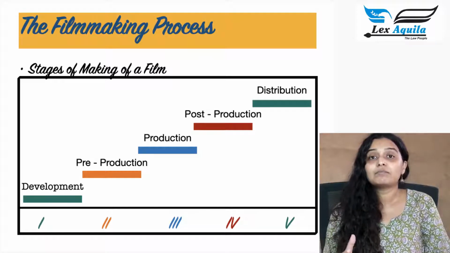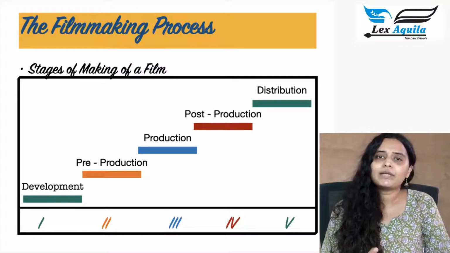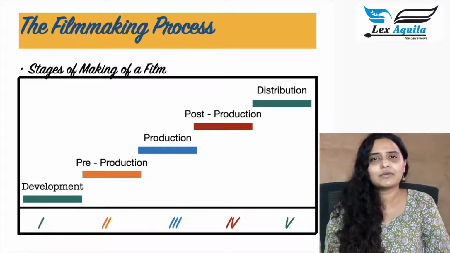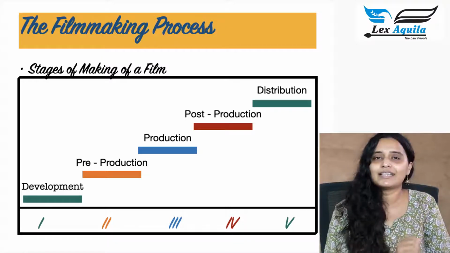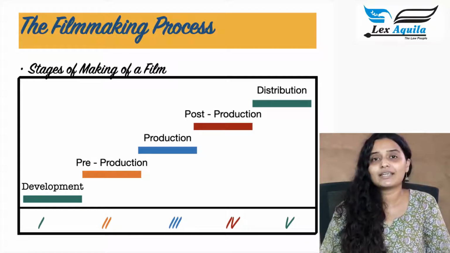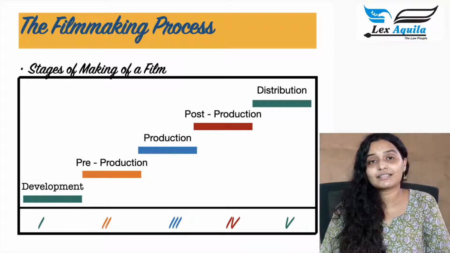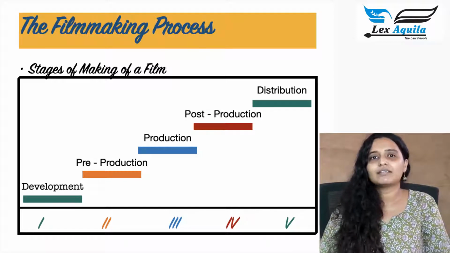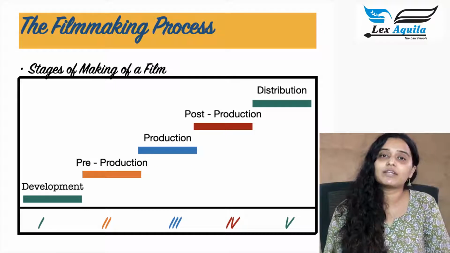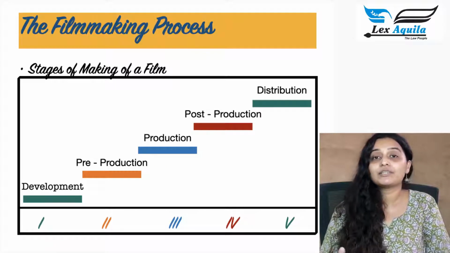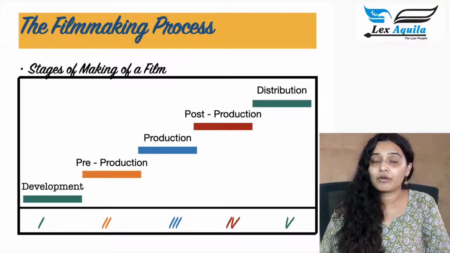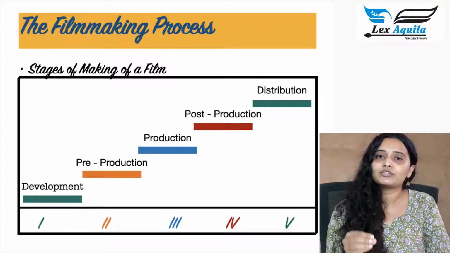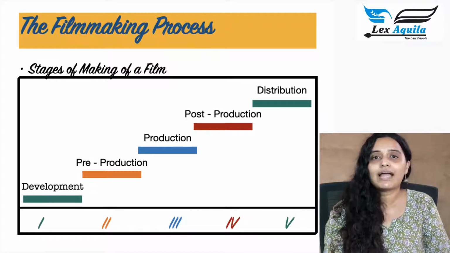Thereafter comes the pre-production stage. In the pre-production stage, the crew is decided upon, the set design happens, the set locations are decided, the actors are cast, and every such thing is done which will ensure the smooth running of the next stage, which is the production stage. In the production stage, the actual shooting of the film happens.